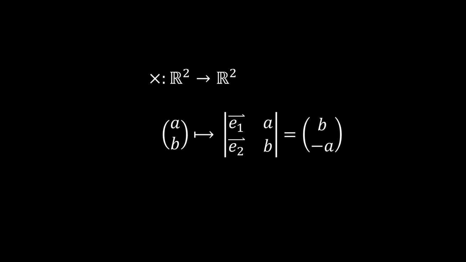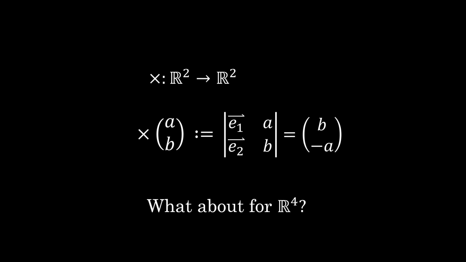So when it comes to define the cross product in R2, we can use function notation and just put the cross symbol in front of the vector AB. Well, this looks pretty good to me. Now, what about for R4?